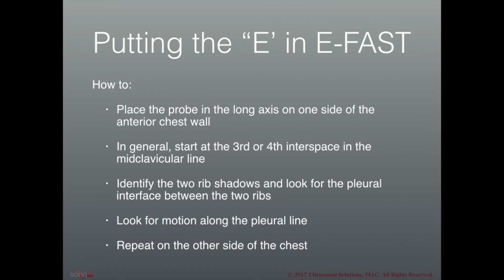In general, start at the third or fourth intercostal space in the midclavicular line and identify 2 ribs and their associated shadows, and then look for the hyperechoic pleural line between the 2 ribs. And it's along this pleural line that we're going to assess for lung sliding or motion. We'll then repeat this exam on the other side of the chest.